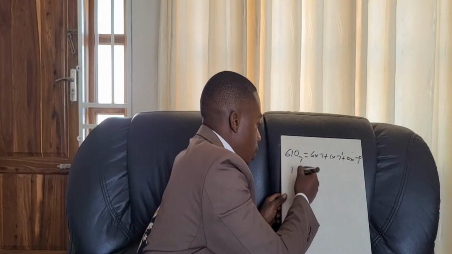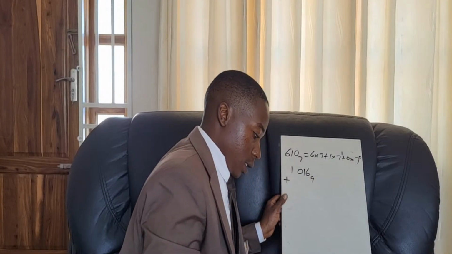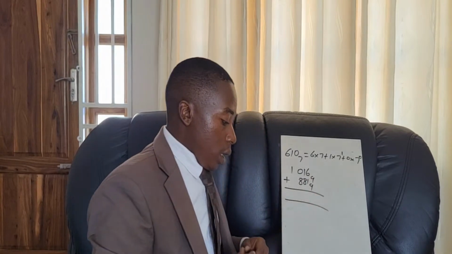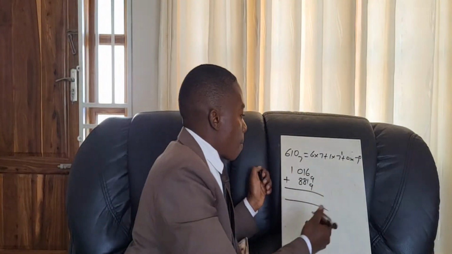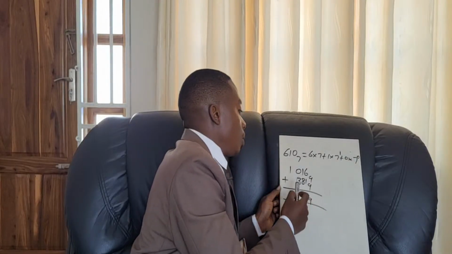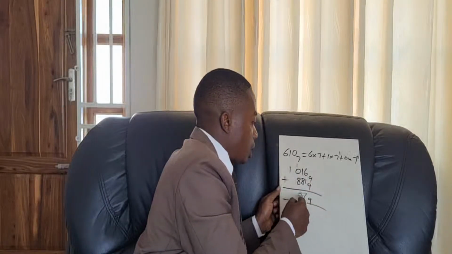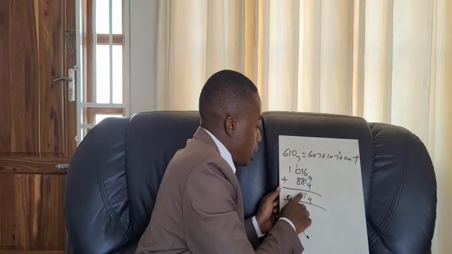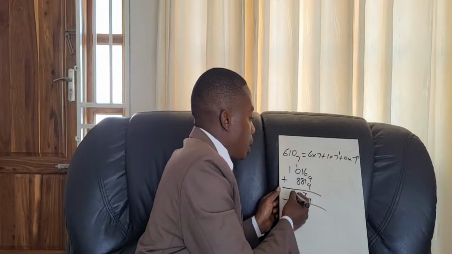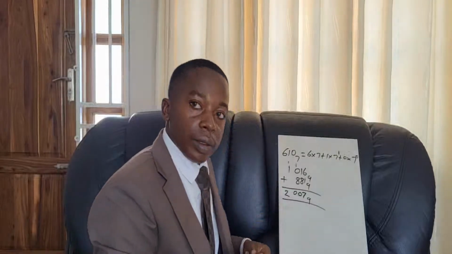We are adding 1, 1, 0, 1, 6 base 9 plus 8, 8, 1 base 9. Give the answer in base 9. 6 plus 1 plus 7. How many groups of 9 is there? 1 remainder 0. 0 remainder 0. 1 again remainder 0. So 2, 0, 0, 7 base 9.